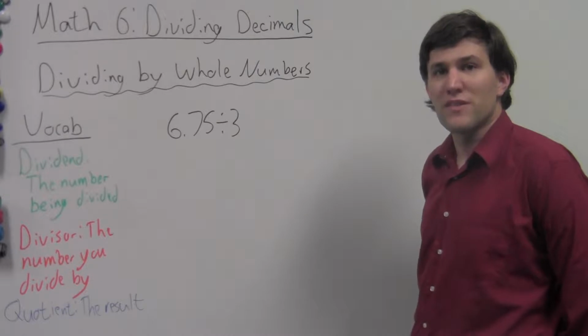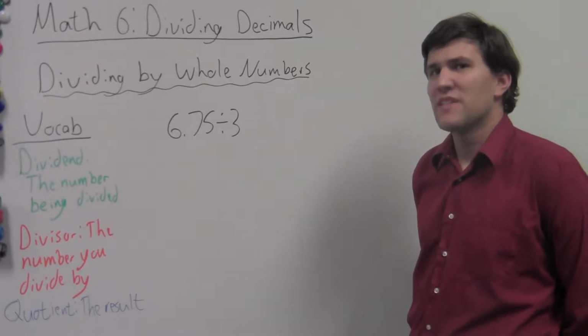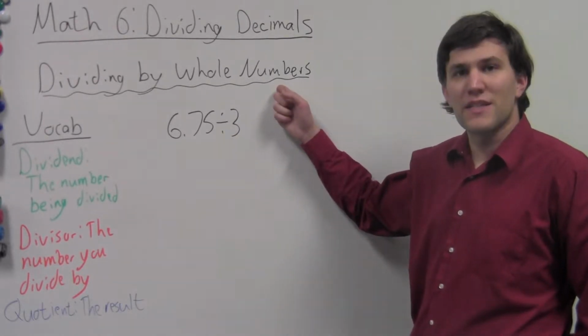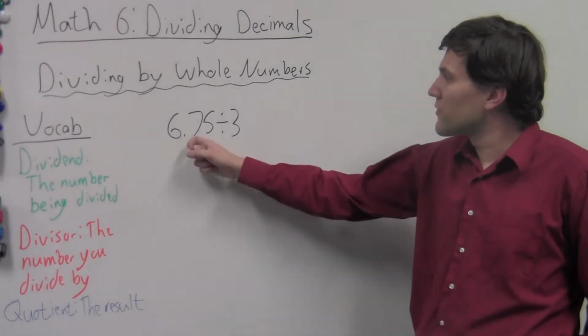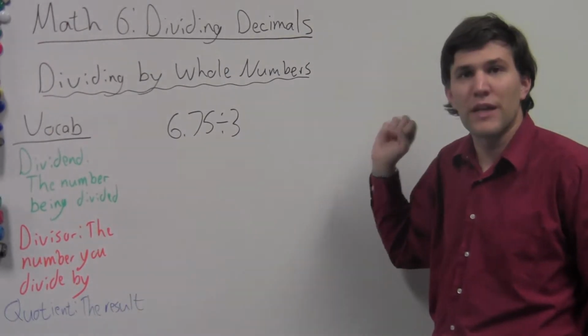Today we will be working with dividing decimals. There are two basic ways that we'll be working with this. So I'm going to start off dividing decimals by whole numbers. We have an example problem here, 6.75 divided by 3.